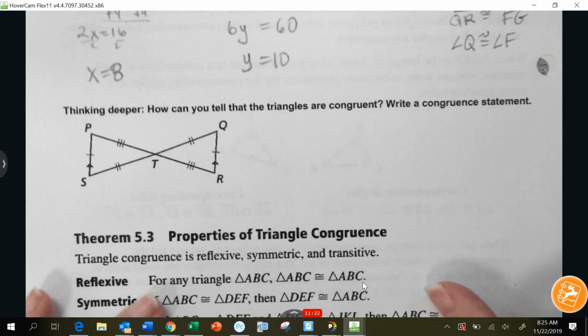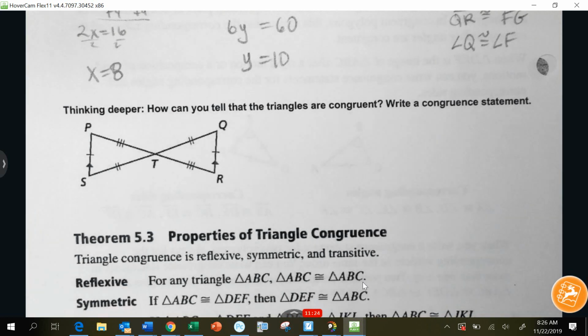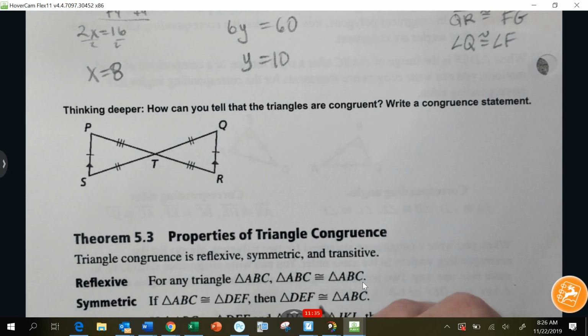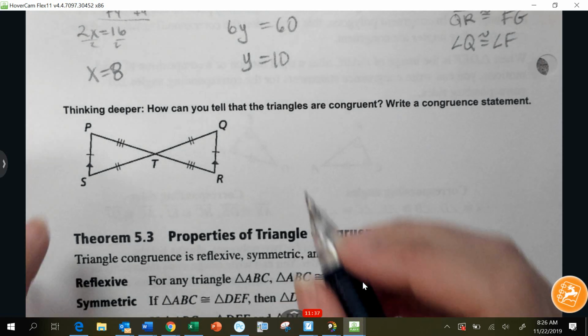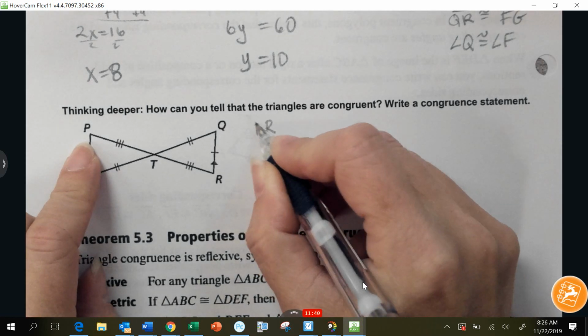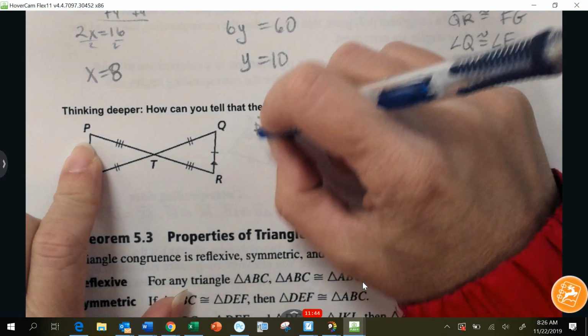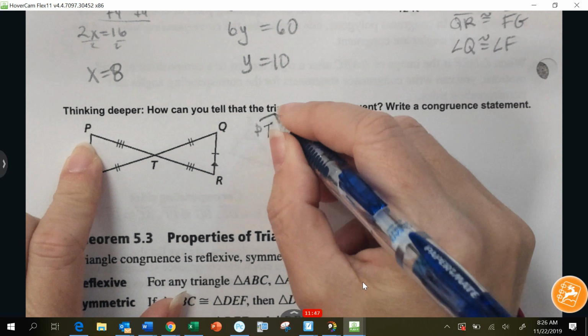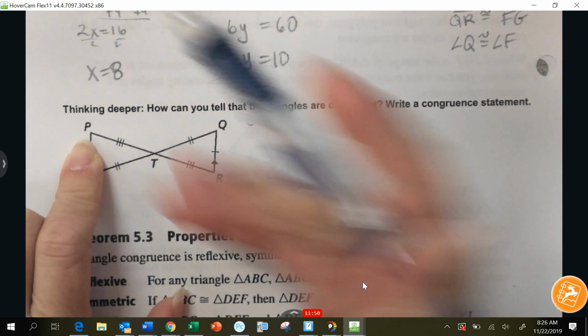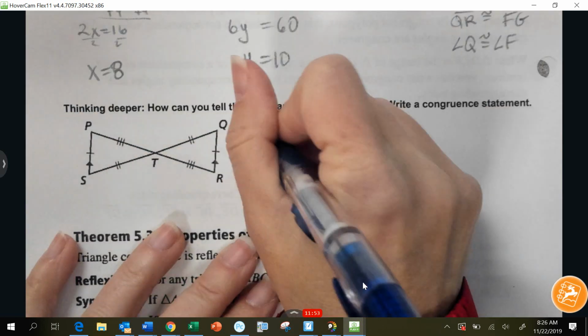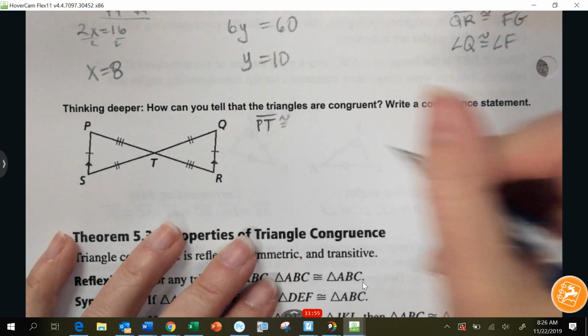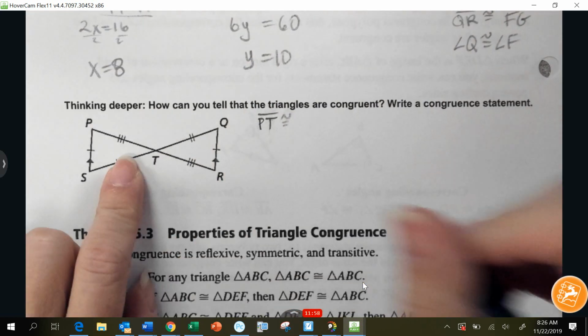All right, moving on. Think deeper. How can you tell that the triangles are congruent? Let's look at the sides first. We have PT, sorry, not PR. Oh my gosh, my lead is moving around and I keep writing badly because of it. PT congruent to RT.